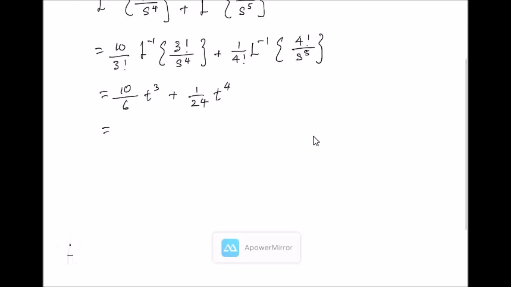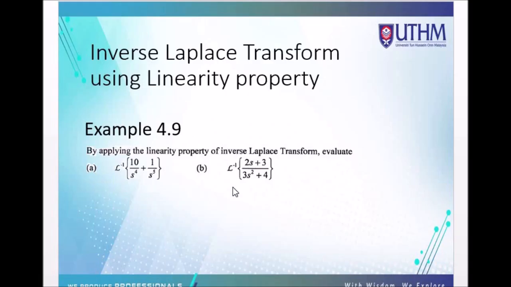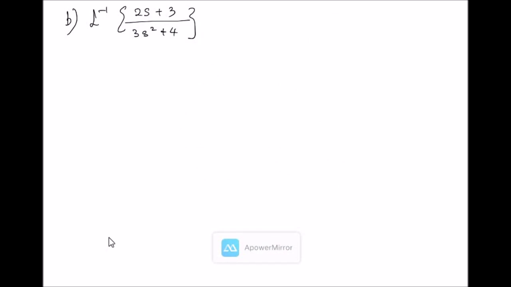Okay, so I can simplify it to 5 over 3 t to the power of 3 plus 1 over 4 t to the power of 4. Next question is the inverse Laplace transform of (2s + 3) divided by (3s squared + 4). We can split it into the inverse Laplace transform of 2s divided by (3s squared + 4), and then plus the inverse Laplace transform of 3 over (3s squared + 4).